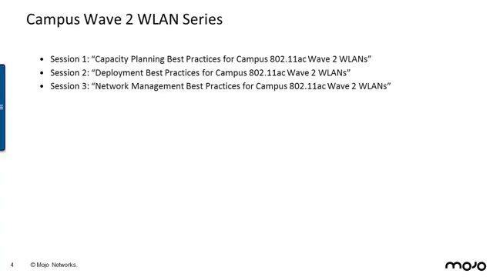Okay, parts 1 and 2. First of all, it's a 3-part series. The first one was channel capacity planning best practices. Then we went through deployment best practices for, of course, 11AC Wave 2 wireless LANs. And then finally, this one, network management best practices.